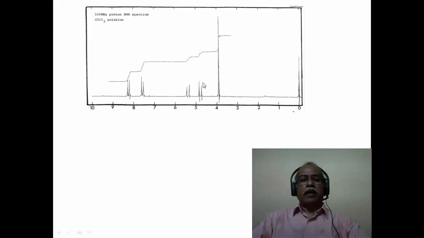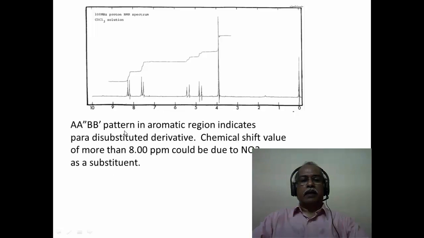Now this particular pattern in the aromatic region between 7 and 8.5 ppm tells us that this is a para-disubstituted derivative, because this corresponds to an AA prime, BB prime kind of pattern. So the AA prime BB prime pattern in the aromatic region indicates that it is a para-disubstituted derivative. The chemical shift of more than 8 ppm would only mean that there is an NO2, which is an electron withdrawing functional group, attached to the ring. Bromine is also an electron withdrawing substituent. Oxygen is also an electron withdrawing substituent. But on an aromatic ring, the nitro group is a powerful electron withdrawing substituent.